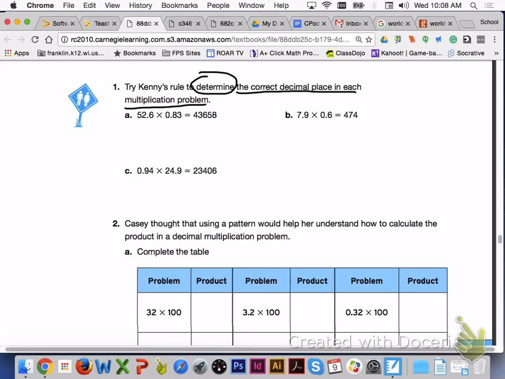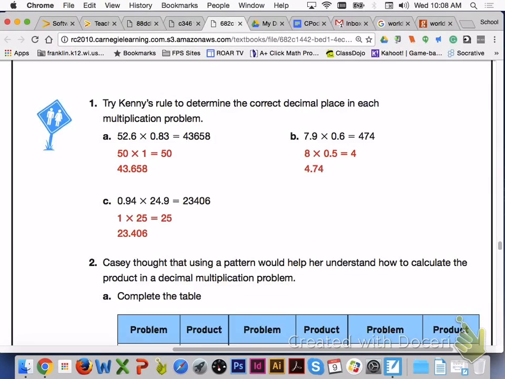Turn to page 275, answer number 1, letters A through C with your group members. For number 1, letter A, my estimated product is 50, so I know that I would have to place the decimal point after the 3, for a product of 43 and 658 thousandths.